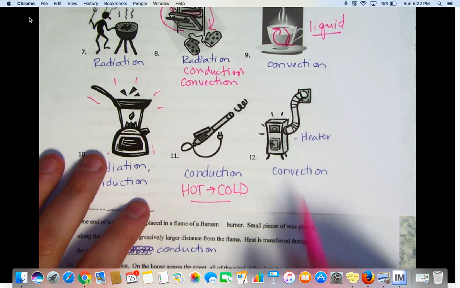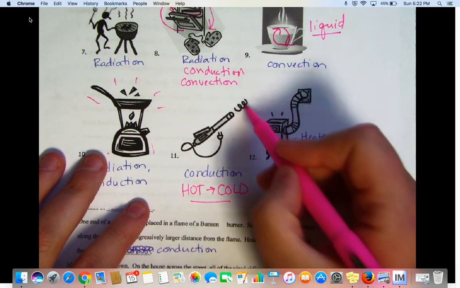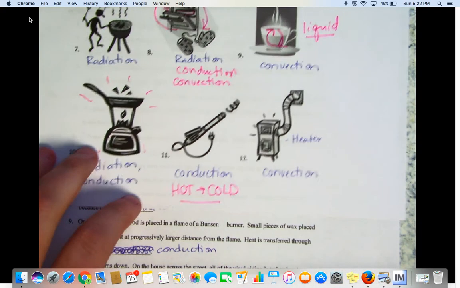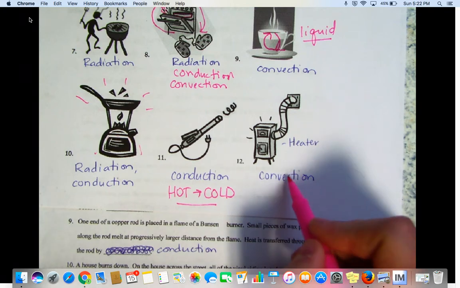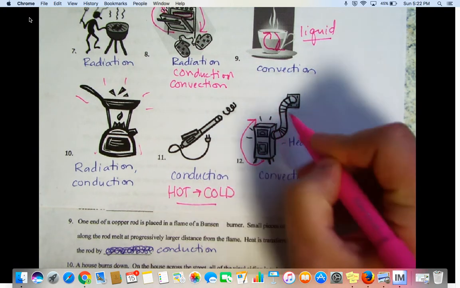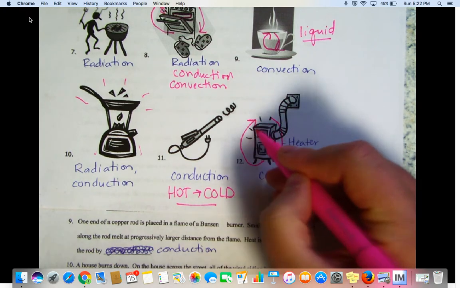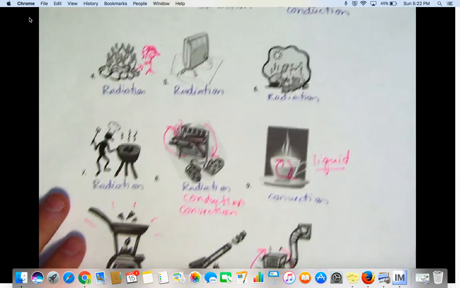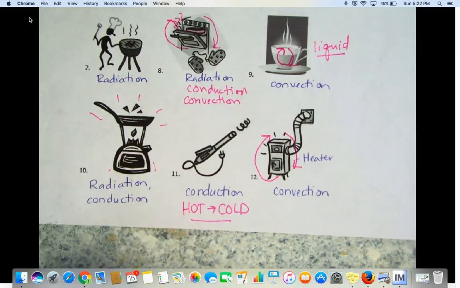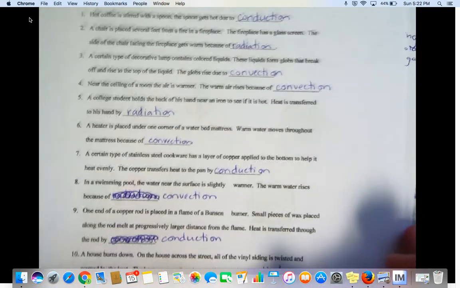Always. So hot, your heat from your curling iron to your cold hair, curls it. And then here I've got another heater. And what happens is, same thing, hot air rises, cold air sinks, comes back in, gets heated up, gets sent back out as heat, okay? So if you need to look over those, listen to me explain it again, go back through the video. This is your time, use it wisely.